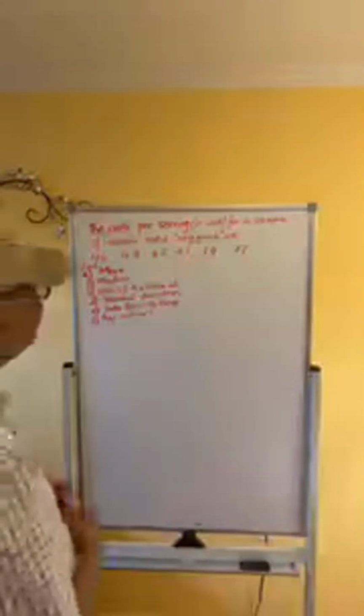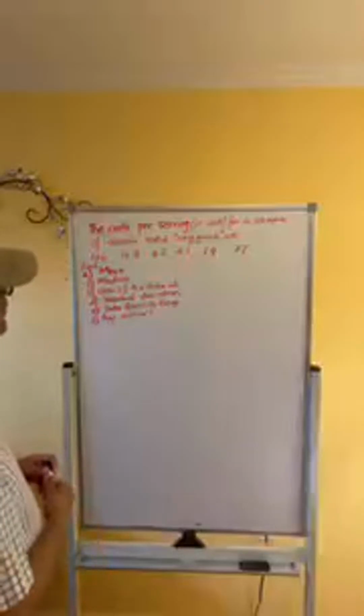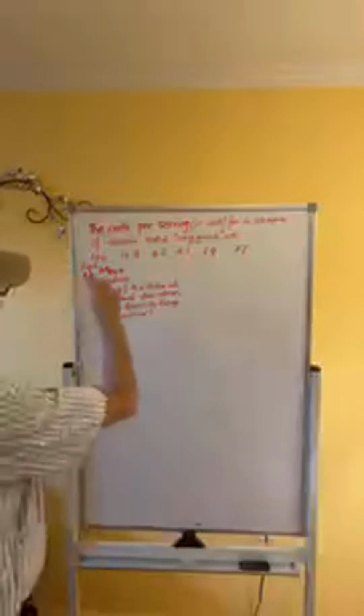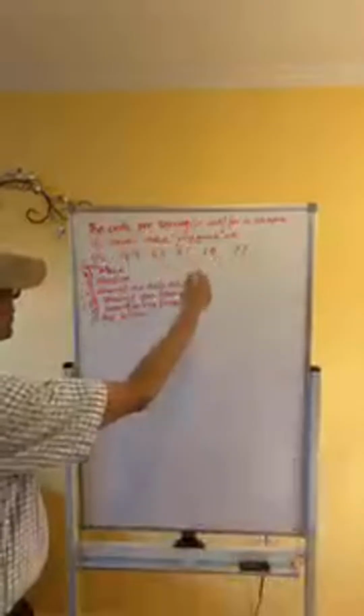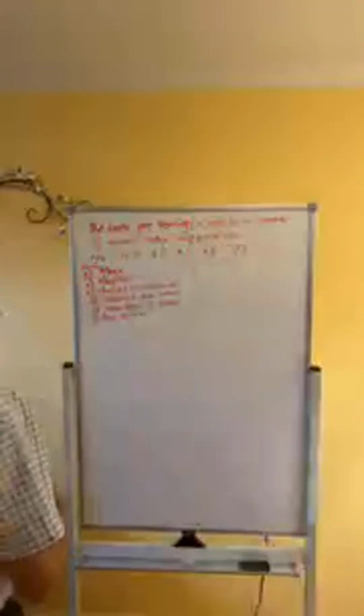So today the problem we are going to solve is: the cost per serving in cents for a sample of cereals rated very good are 6 data points: 46, 49, 62, 41, 19 and 76. The first part is to find the mean.